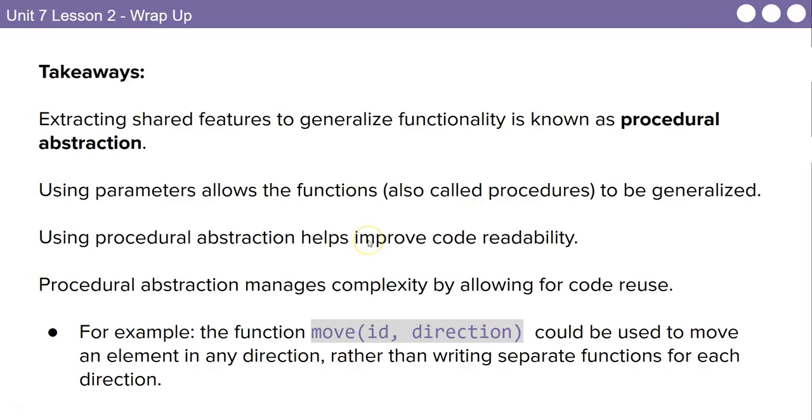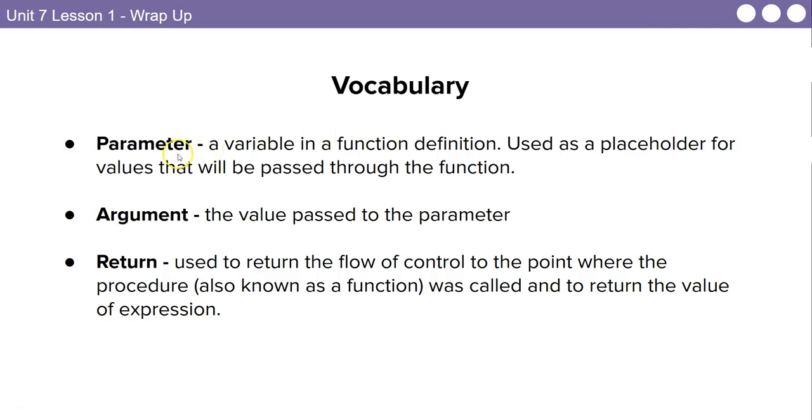This helps us improve code readability. Procedural abstraction manages complexity, so our code becomes even more reusable. These kind of takeaways are questions that you might see on the MCQ, right? So don't gloss over this, kind of understand these points that we're making. And then again, here's some of your vocab. Parameter, a variable in a function definition. It's used as a placeholder for values that will be passed through to a function. Argument, that is the value passed to the parameter. And then return, used to return the flow of control to the point where the procedure, also known as the function, was called.